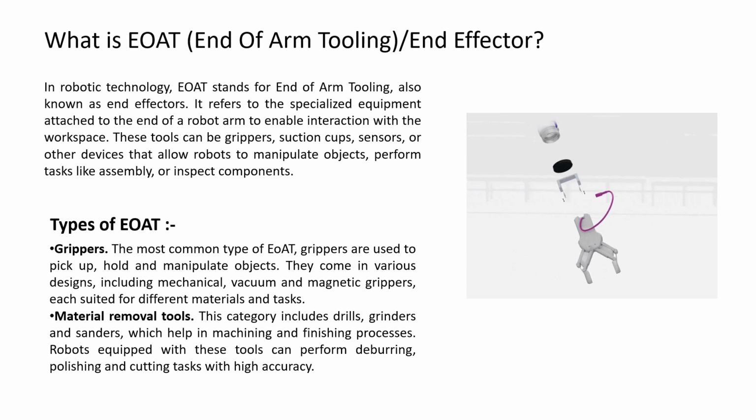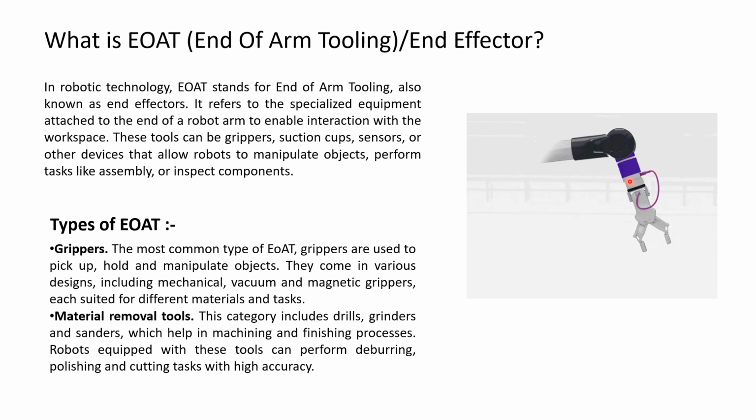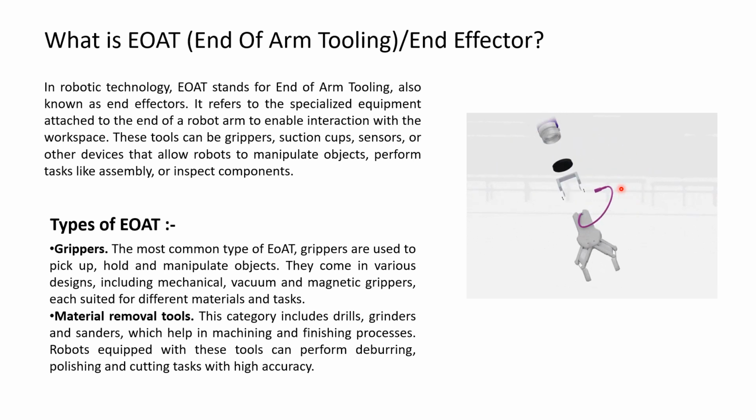So first thing, what is EOAT or end of arm tooling, which is also called the end effector. You can see over here at the end of the robot, which is also called the wrist, we have the faceplates, some mounting hardware, and then the main end of arm tooling. All this combined makes the end of arm tooling. It will have different mounting plates, sensors, and many other things.